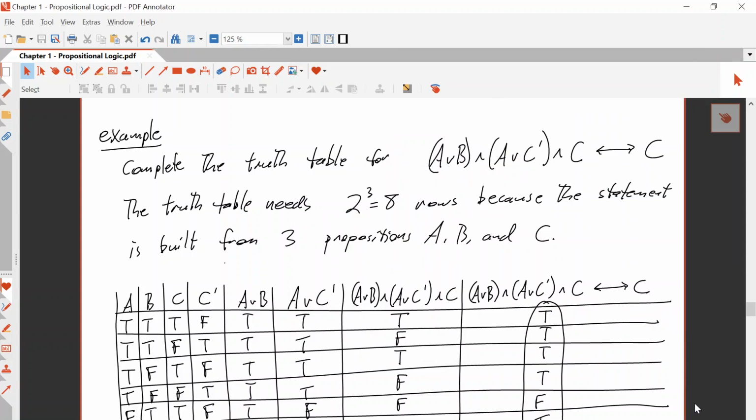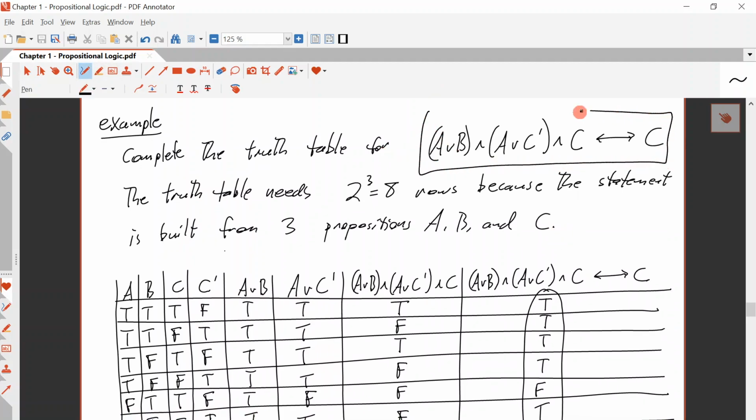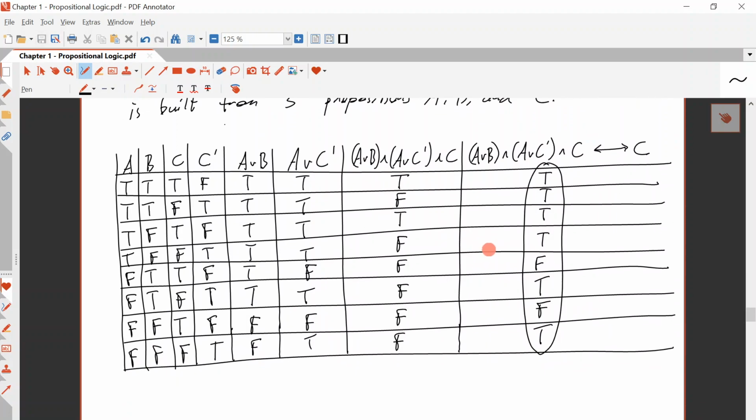Hi everybody. This is the second part of our lecture on Chapter 1, Propositional Logic. So last time we left off on truth tables, and we completed the truth table here for the propositional logic statement right here. And this was the completed truth table.